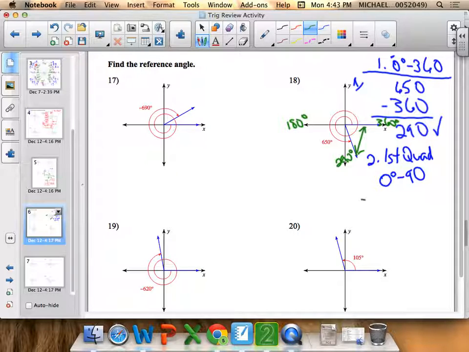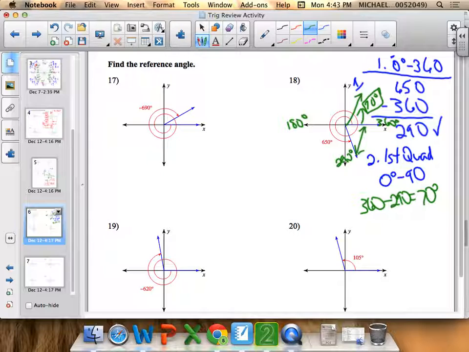So in this case, it would be 360 minus 290, and that will give me 70 degrees. So to finish it off, please draw that rough sketch of it. The final answer is 70 degrees is my reference angle.